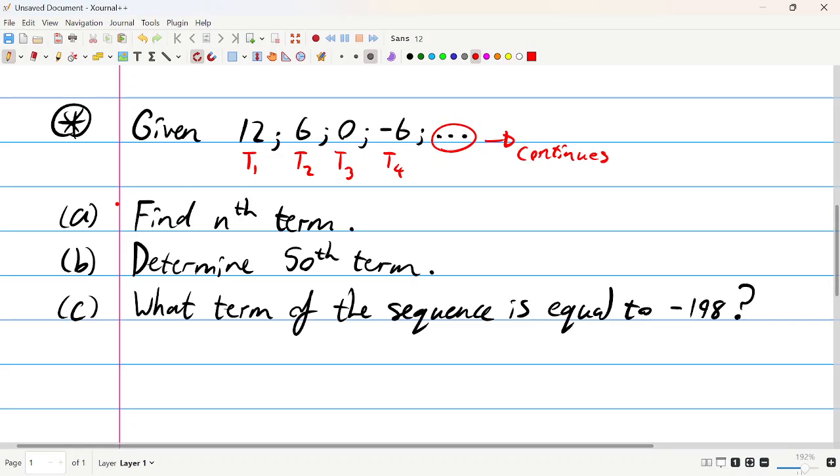Okay. But notice that we need to know, what is the first question? Find the nth term. And the nth term is essentially telling us we need to find out what is Tn.